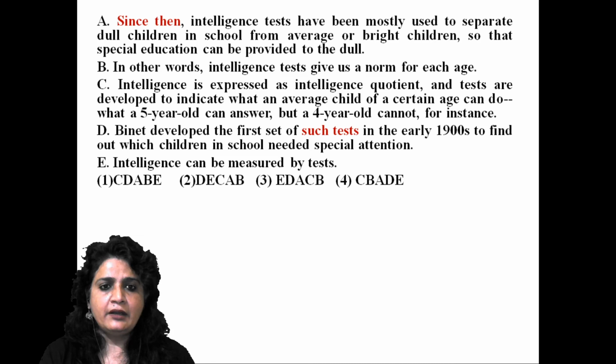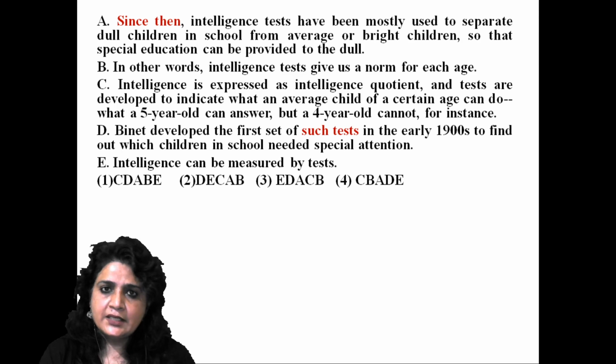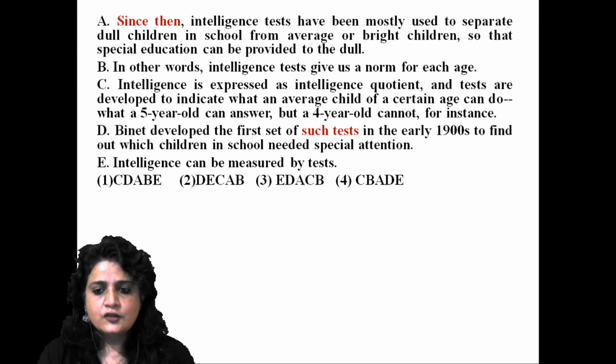D says Binet developed the first set of such tests, intelligence tests. So you find the reference in the early 90s, find out which children in school needed special attention. Since then, the time reference is also clear. In the 90s, these tests were developed. Since then, intelligence tests. So you have a mandatory trio, E, D, and A, just because you understood these demonstrative pronouns clearly, right? So "then" and "since" made this question very easy for us.